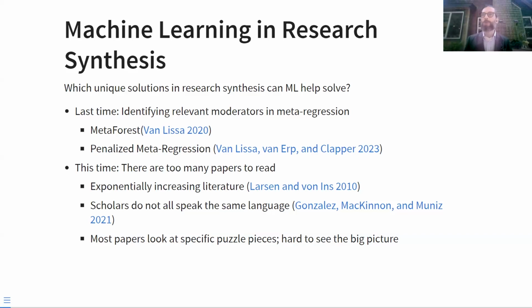Today, I'm talking about a different problem, which is that there are too many papers to read. The literature in most fields is exponentially increasing, and it is just impossible for us to keep up with all the reading. So we're going to, at some point, need to recruit the assistance of machine learning tools to make the literature more accessible. But there are related problems that I think machine learning is well equipped to address.